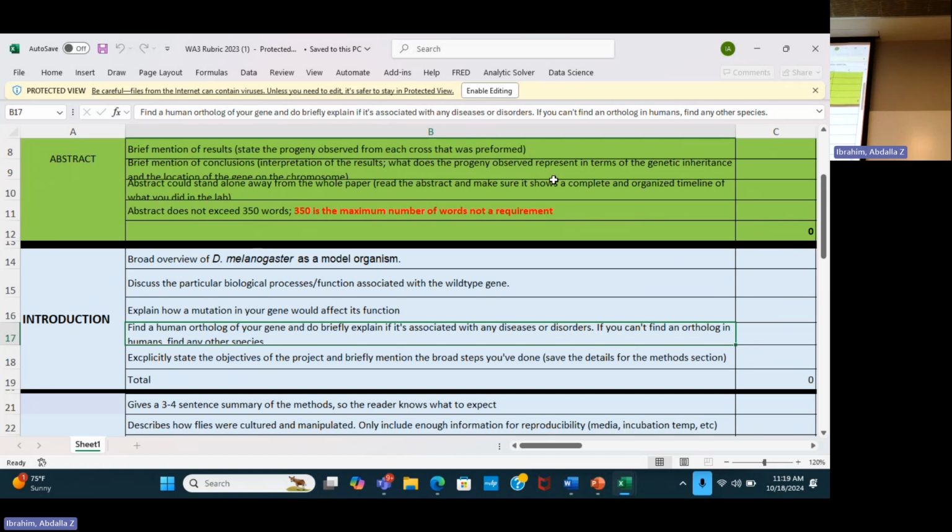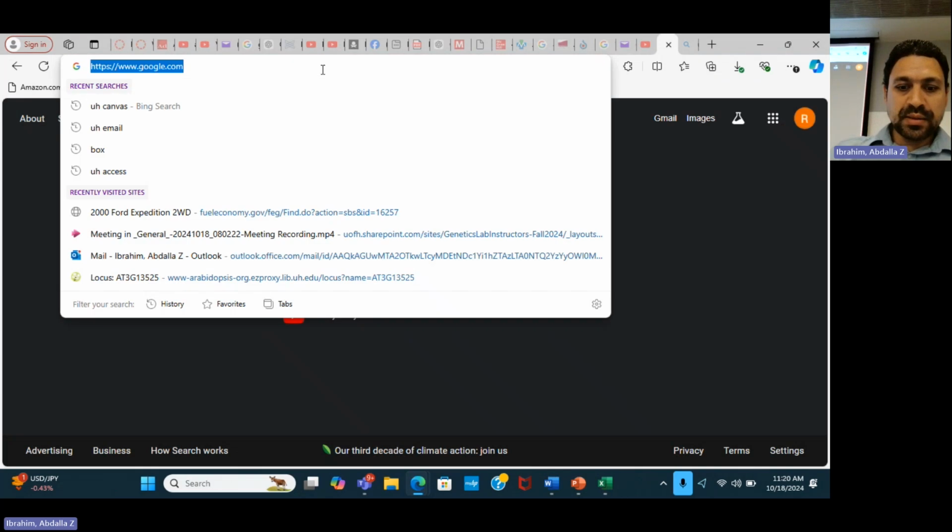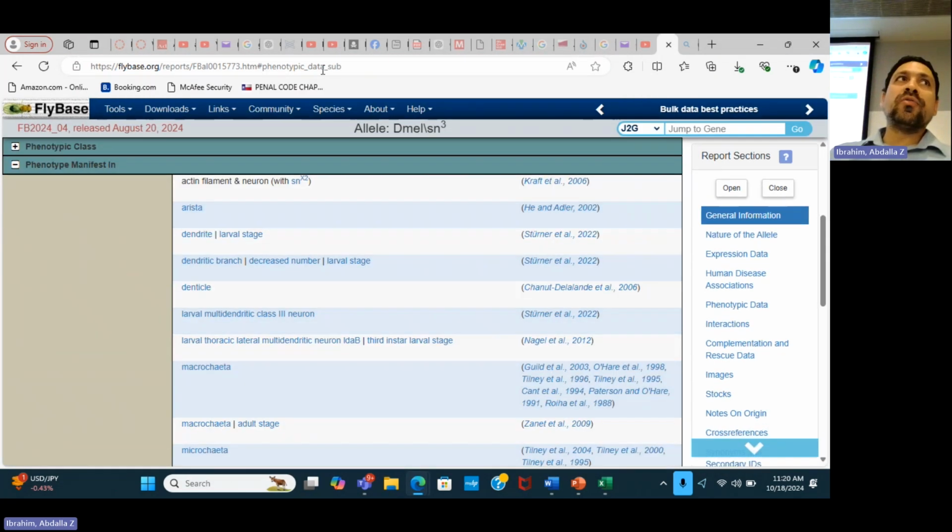Right? And to make this more interesting, when someone's talking about flies, maybe not everyone would be interested. So we try to talk about something with an ortholog. So what's an ortholog? It's a gene that has a very similar sequence to your gene and has the same function, in another species. So if you want to open FlyBase, how do you find an ortholog of your gene?